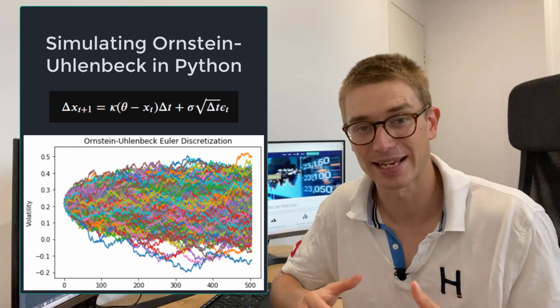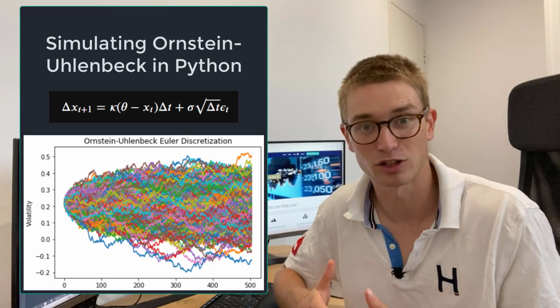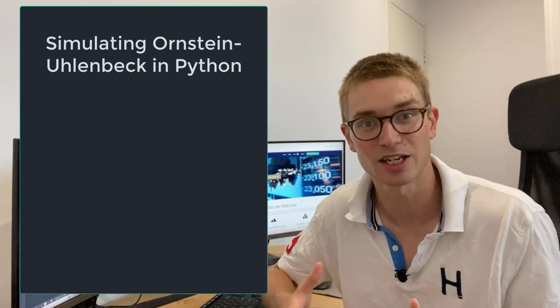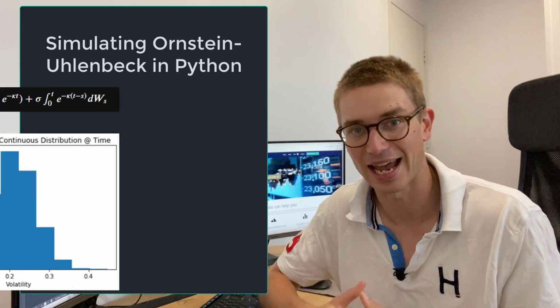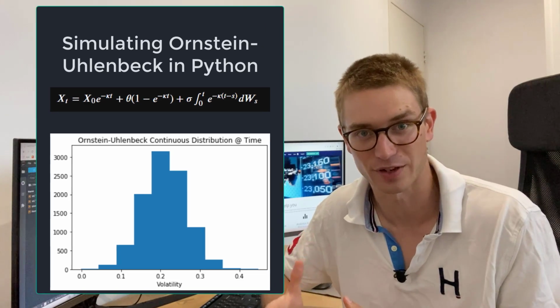When we go about doing this, we can either make an assumption each time step and discretize to get a path over time. But to get the true dynamics, you need to simulate using the continuous time Ito process, and then you can get a representation of what your volatility will be at a specific time.